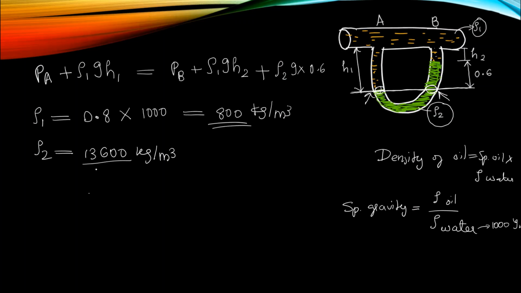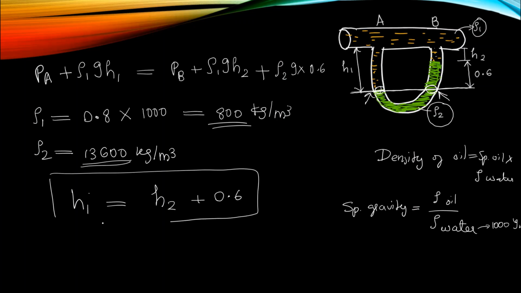So we have both densities, and H1 and H2 are unknown. Let us keep it as H1 and H2 itself. But look at the figure. You can write H1 is equal to H2 plus 0.6. So keep this equation in mind. It is not an equation that you have to learn by heart. It is an equation that I developed for this particular question from the figure. Now let us come back to this equation.